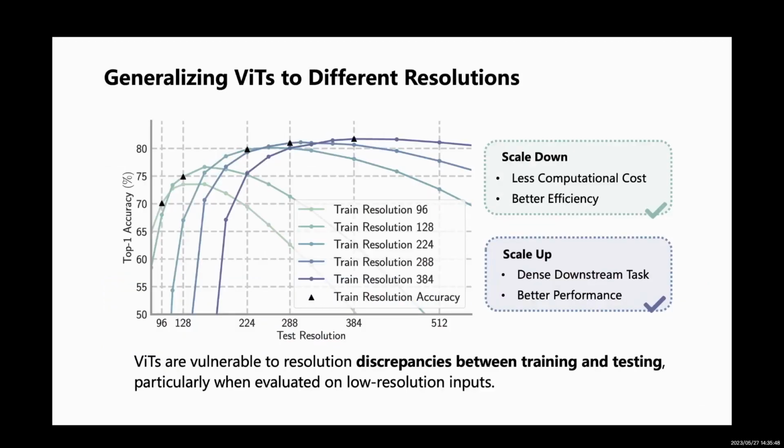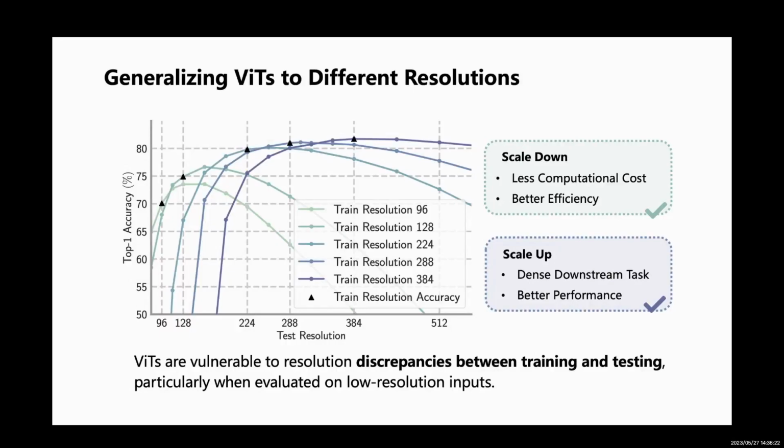In the meanwhile, scaling down the input scale of ViTs is a popular strategy for reducing computational costs, while scaling up the resolution is widely used to produce better results and transfers to dense prediction tasks, such as object detection and semantic segmentation. We explore the resolution generalization of ViTs by following the common interpolation strategy and testing ViTs on a wide spectrum of resolutions.